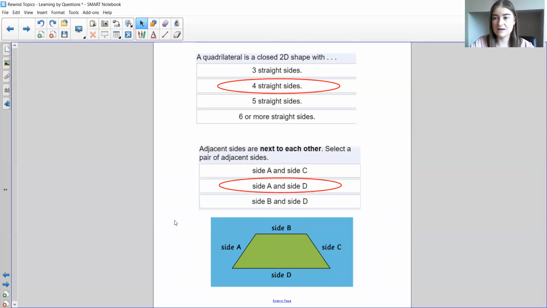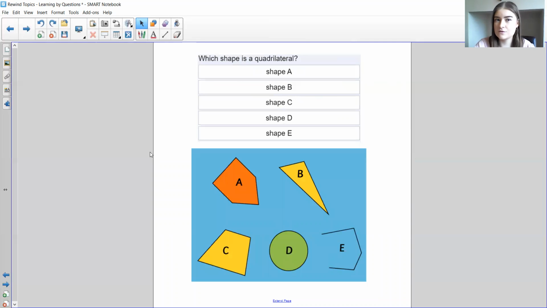Adjacent sides also create that angle. So anywhere that there is an angle, here there is an acute angle, that means that these 2 sides are adjacent. They are next to each other because they've made an angle. So a bit of a rewind to angles as well.